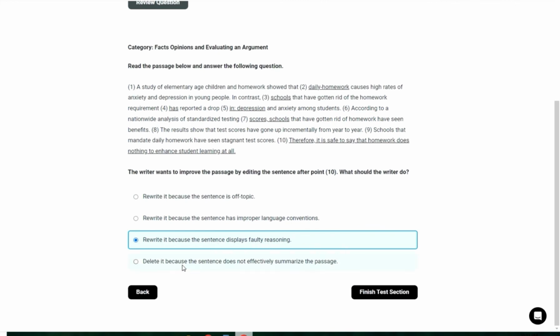But we'll check D, just to finish it off. It says delete it because the sentence does not effectively summarize the passage. And that might be true. In its current state, it might not effectively summarize the passage. But if we rewrote it to summarize everything, it would make more sense. And if it's talking about editing the sentence, it's best to fix the sentence rather than just delete it and leave it without a conclusion. So our final answer is C, rewrite it because the sentence displays faulty reasoning.